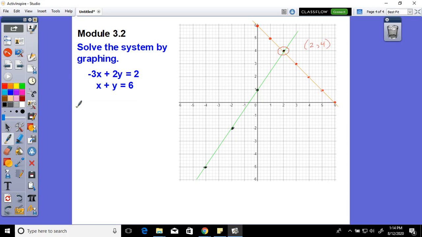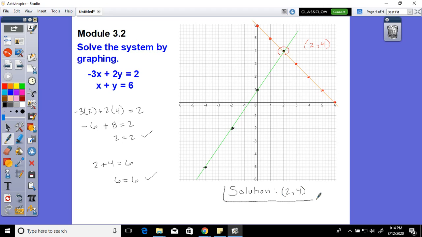Okay, welcome back. Let's see how you did. So once again, we're just going to plug in a 2 everywhere we see an x and a 4 everywhere we see a y. So negative 3 times 2 plus 2 times 4 is equal to 2. That's negative 6 plus 8. Negative 6 and 8 makes 2. So that one's good. Next one should be fairly easy. We have 2 plus 4 is equal to 6. 2 plus 4 is 6, so that's a good solution. So our solution for this system is 2, 4, and we've checked it and it's a good solution.